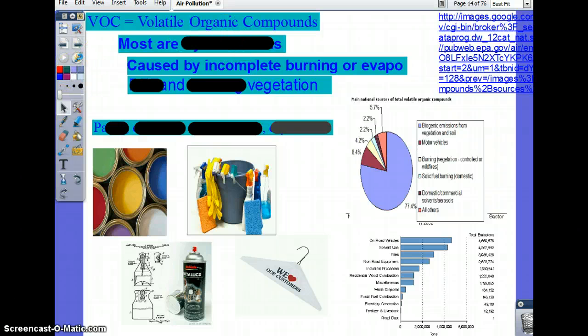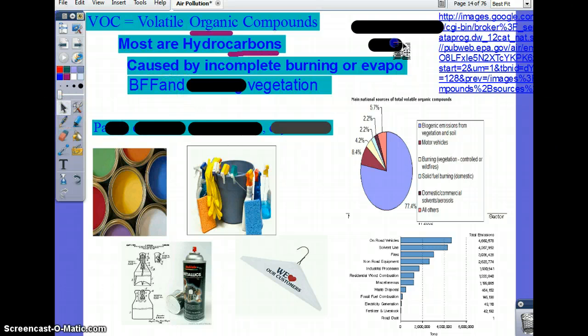Volatile organic compounds, the word pretty much says it all. It is organic compounds, and most are going to be hydrocarbons. We know organic is going to be 2 or more carbons, while hydrocarbon is a volatile organic compound. Its incomplete burning or evaporation causes hydrocarbons or volatile organic compounds to be emitted.